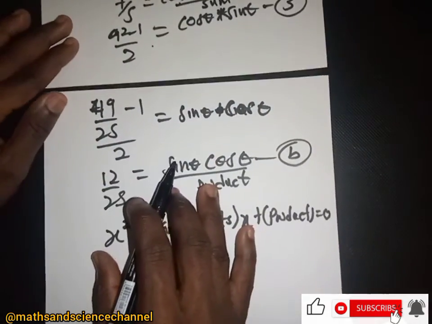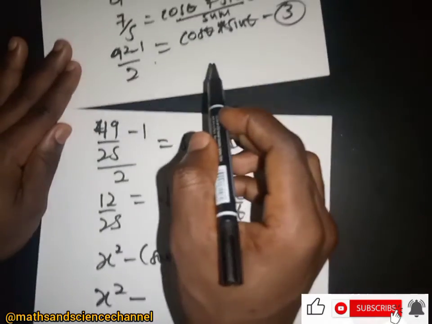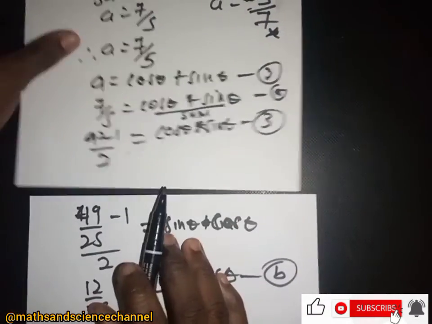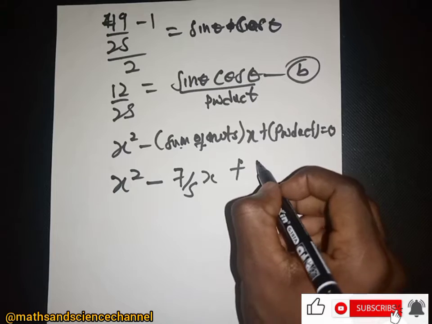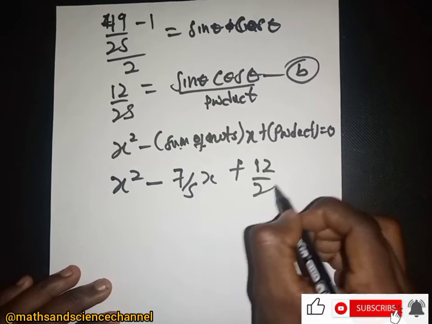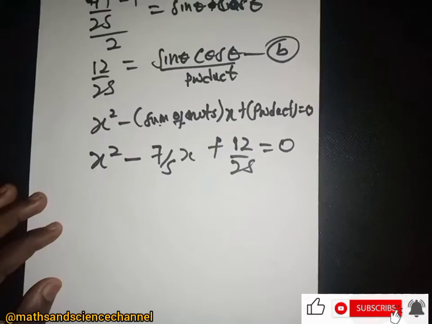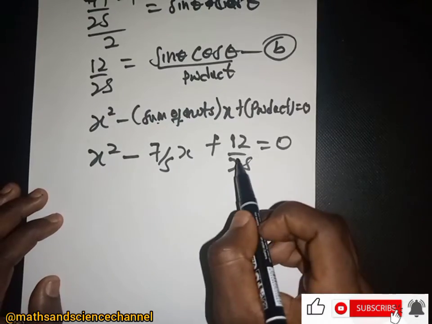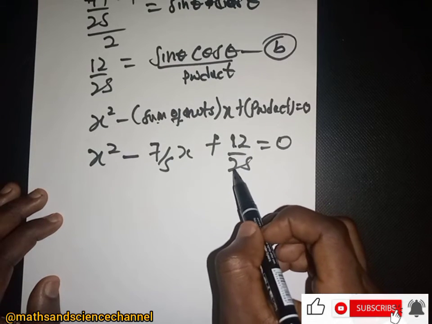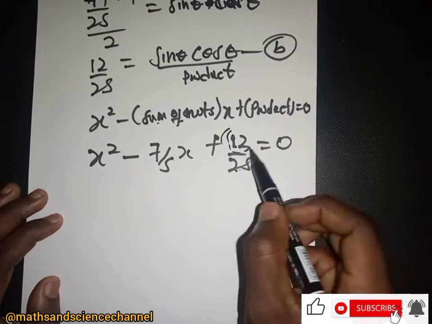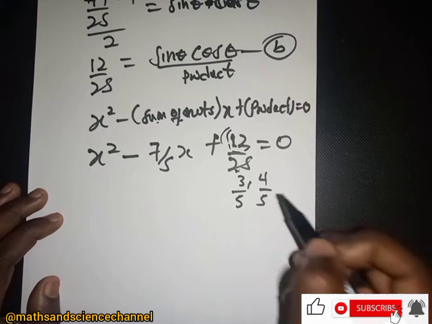So if that is the case, we have x squared minus the sum, which we had to be 7 over 5, times x, plus the product, which we have to be 12 over 25, being equal to 0, right? Now we are going to apply the same trick as we applied in the previous one. Over here we have 12 divided by 25. What are the factors of 12? We have 3 and 4, and also let's say divided by 5, it makes sense, right?